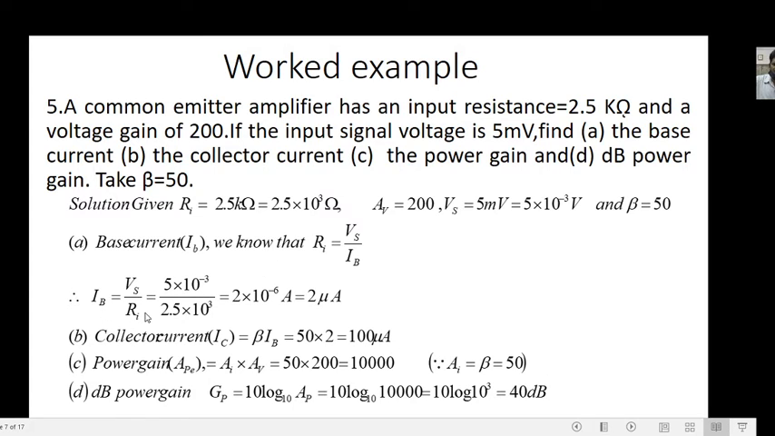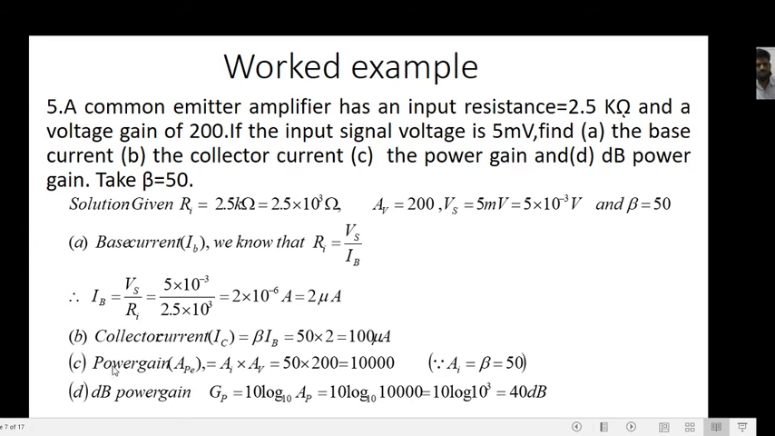IB is equal to Vs divided by Ri, that is 5 into 10 power minus 3 divided by 2.5 into 10 power 3, which is 2 into 10 power minus 6 A, that is 2 microampere. Collector current IC is equal to beta IB, equals 50 into 2.